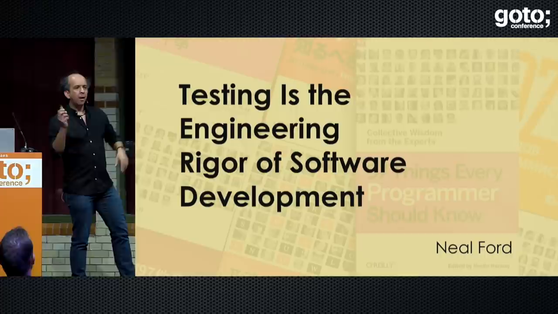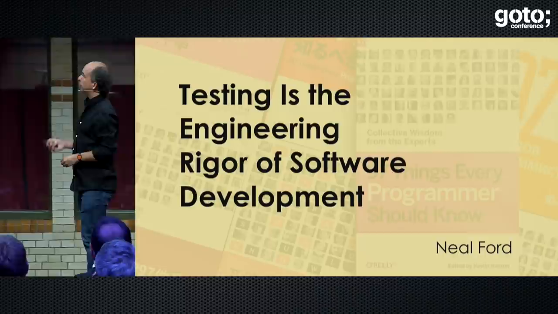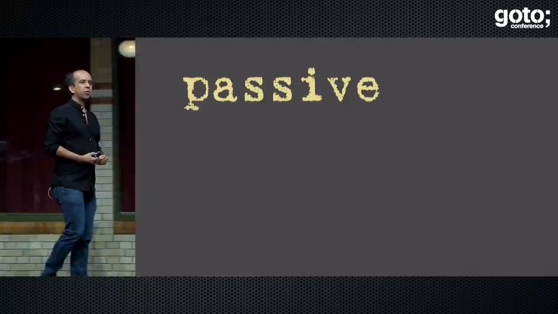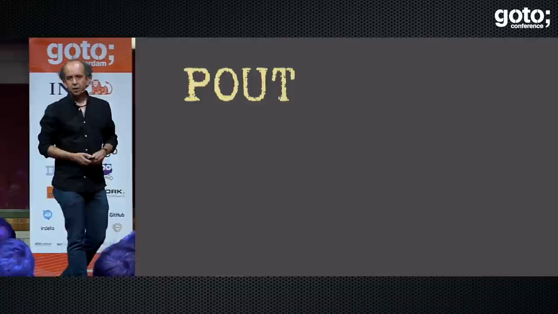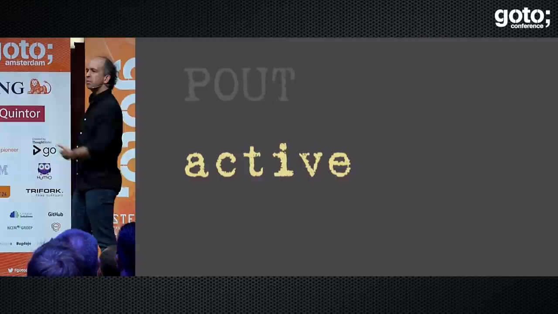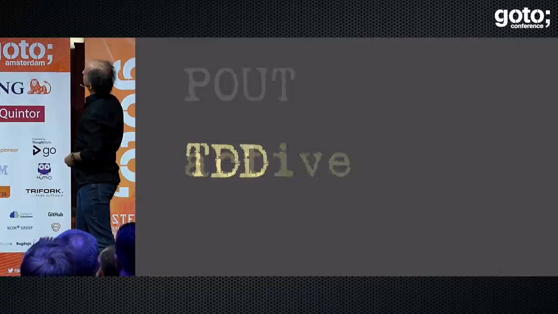But I want to close by considering, when we look at testing, what is the role of testing here? How do you test? Let me just introduce you to three different ways of thinking. There's a passive approach, which we can call plain old unit testing. That's where you write the code, and you test after. Okay, not too long after, but you test after. Then there's an active approach, where the code doesn't really exist yet. You actively create the code and the tests alongside, better known as test-driven development.